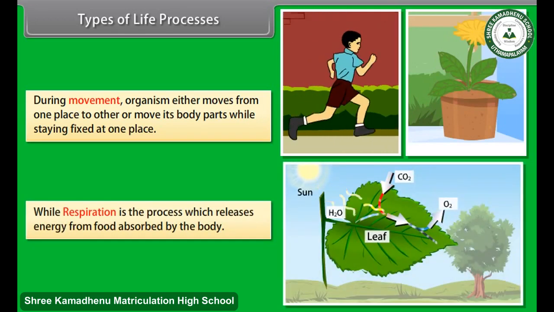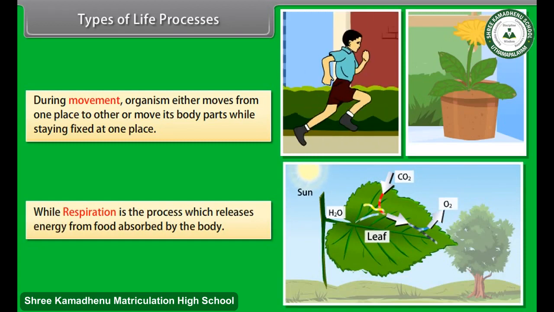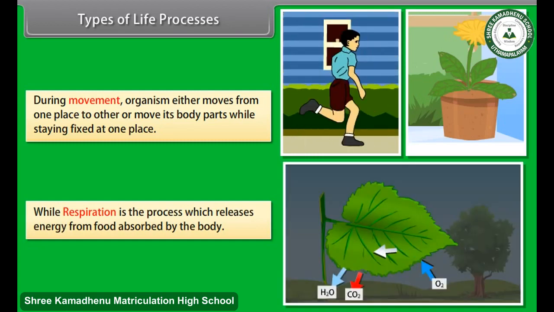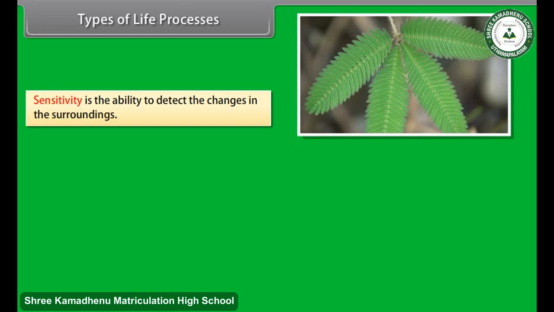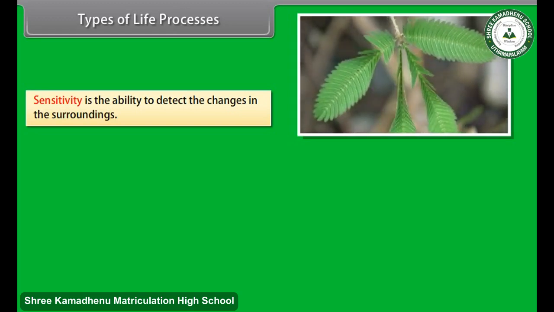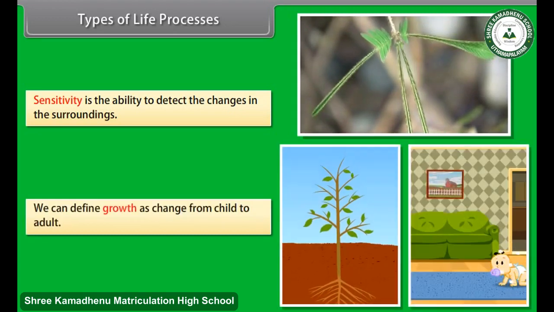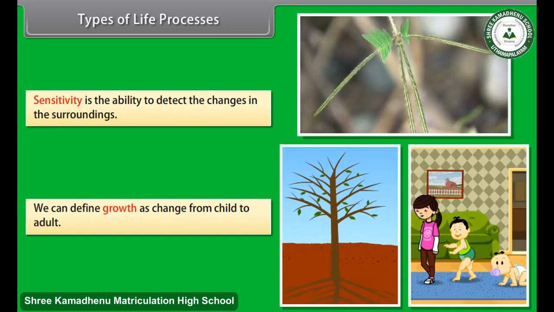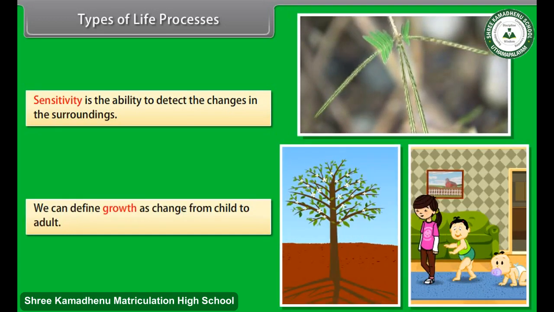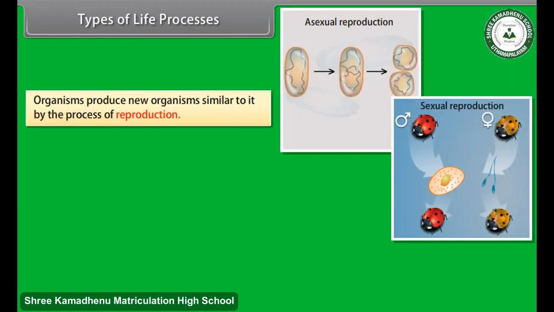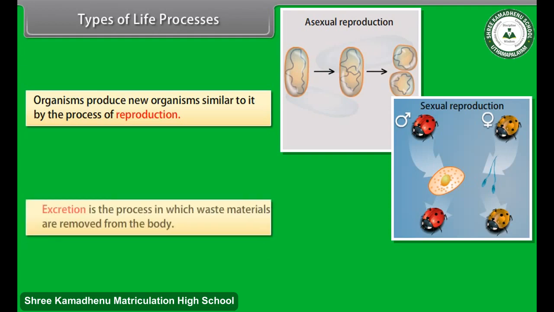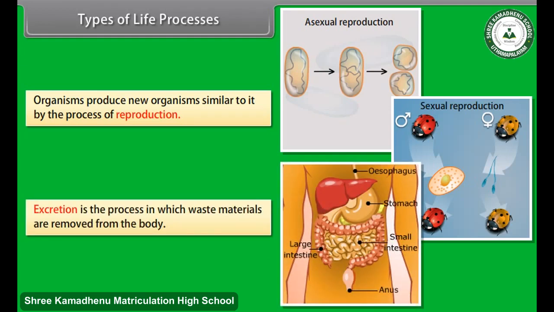Respiration is the process which releases energy from food absorbed by the body. Sensitivity is the ability to detect changes in the surroundings. We can define growth as change from child to adult. Organisms produce new organisms similar to themselves by the process of reproduction. Excretion is the process in which waste materials are removed from the body.